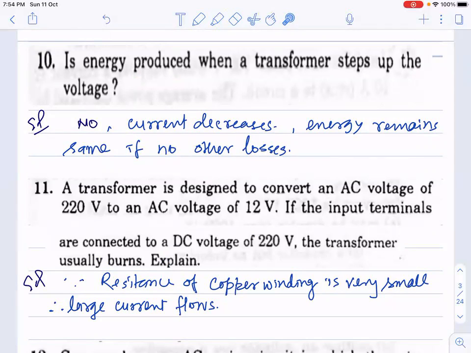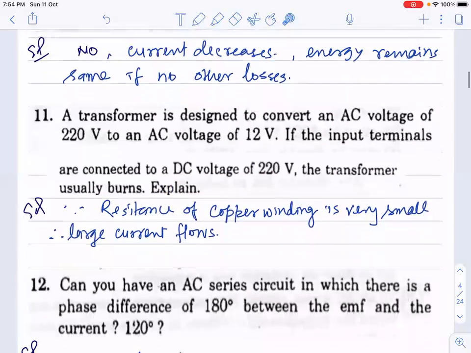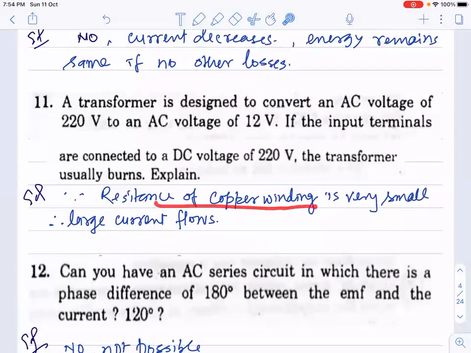Not only that. Next one: a transformer is designed to convert an AC voltage of 220 volt to an AC voltage of 12 volt only. If the input terminals are connected to DC of 220 volt, the transformer usually burns. Explain why. Because the resistance is of the copper winding. Resistance of the copper winding is very small, and large current will flow. Because of that, it burns. Primary and secondary windings are made from copper.